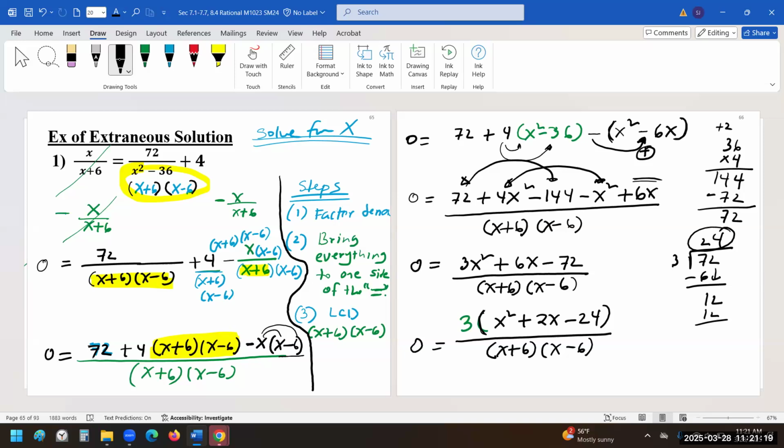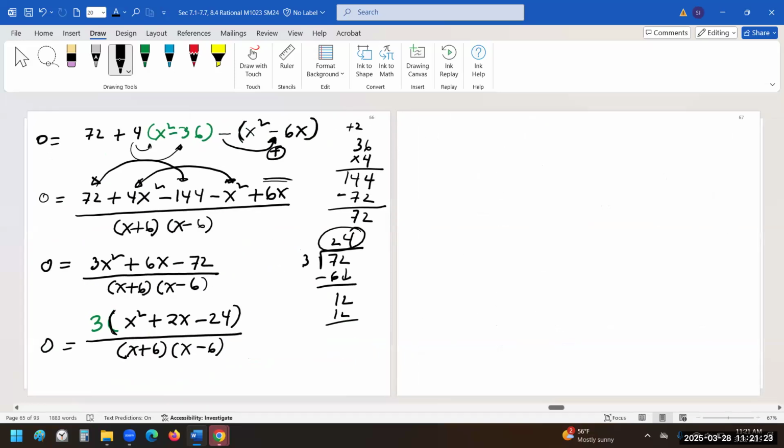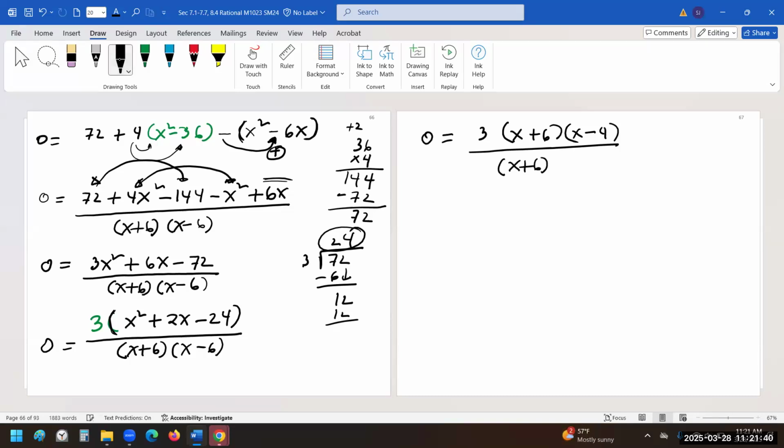And then what? We can factor the numerator. So what two numbers multiply to negative 4 and combine to positive 2? Negative 4. And on the denominator we have x plus 6, x minus 6. What do you observe? They can cancel.